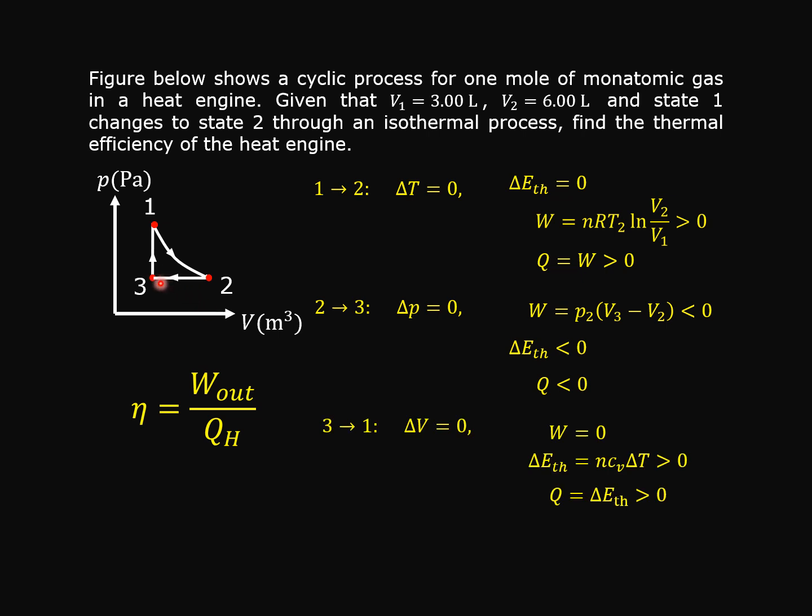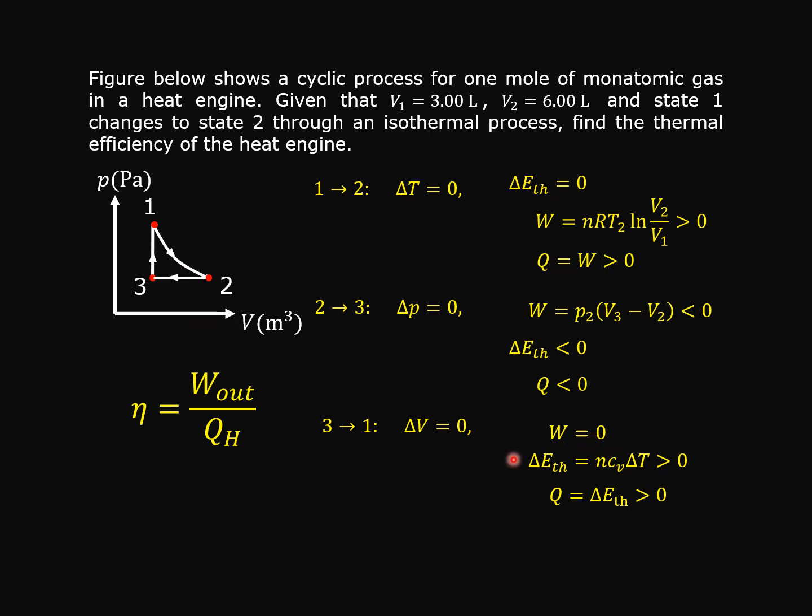And when the state changes from 3 to 1, this is the isochoric process, because from the graph we can see that there is no change of the volume. For the isochoric process, the work done is equal to 0, because for a thermodynamic process plotted in the PV diagram, the area under the graph gives us the work done. And since from 3 to 1, the line joining state 3 and 1 is a vertical straight line, there is no area on the graph, so work done is equal to 0.